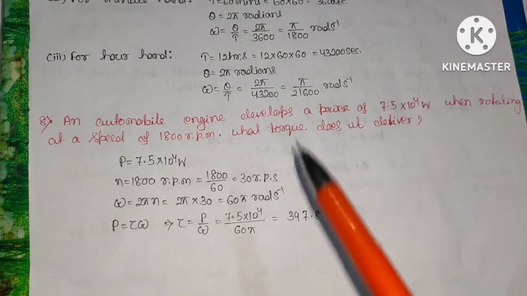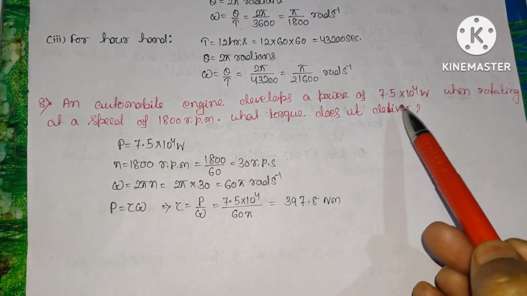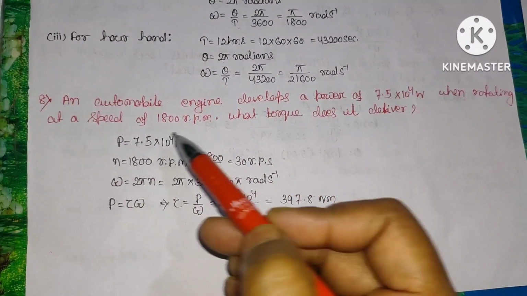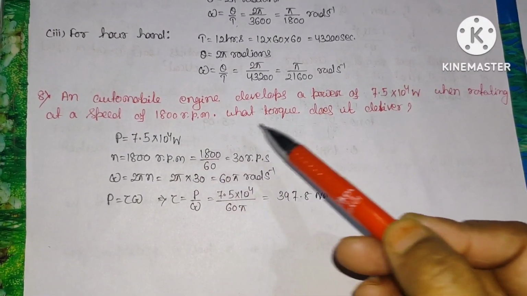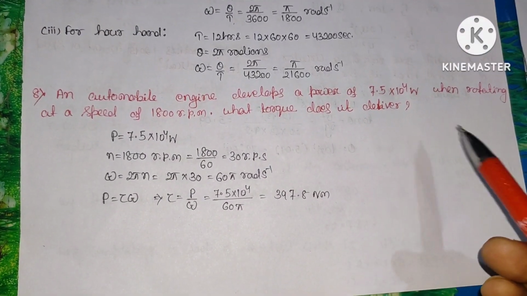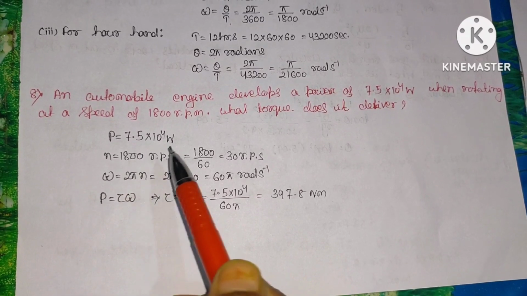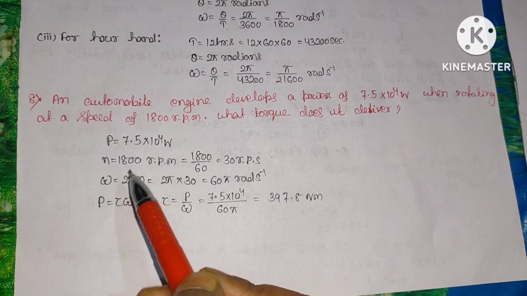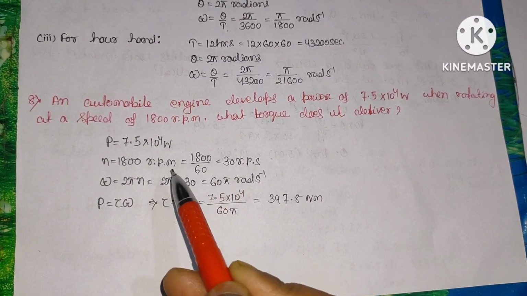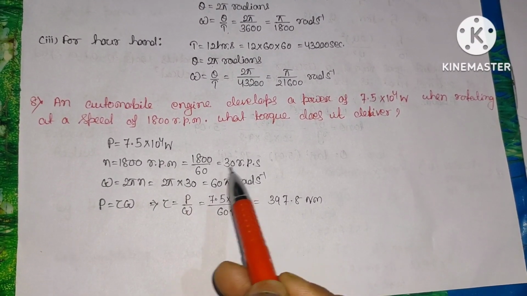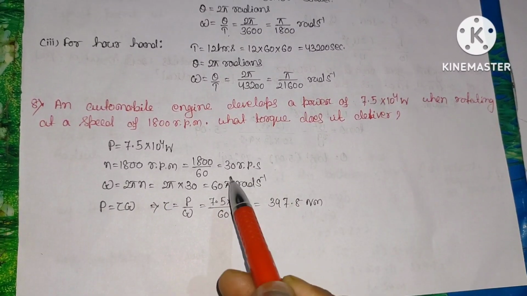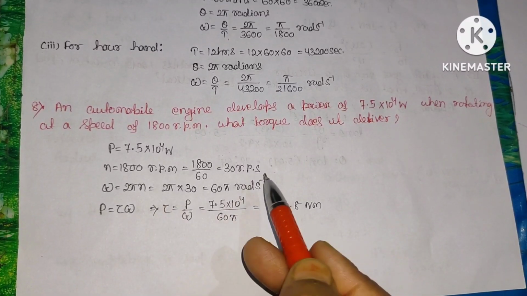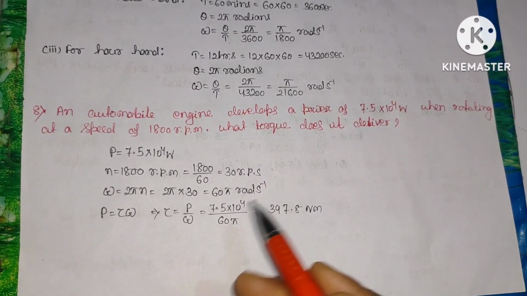The next question is, an automobile engine develops a power of 7.5 into 10 power 4 watt when rotating at a speed of 1800 revolutions per minute. So what torque does it deliver? So here the power is given as 7.5 into 10 raised to the power 4 watt. The frequency is given as 1800 revolutions per minute. By dividing by 60, it will become revolutions per second, that is 30 revolutions per second. Omega we know is 2 pi n. So 2 pi into 30 will be 60 pi radian per second.